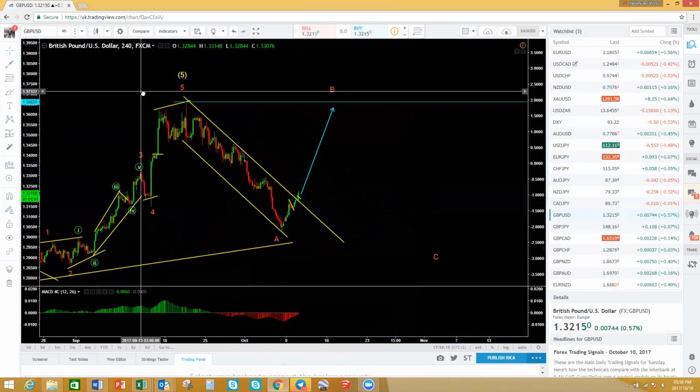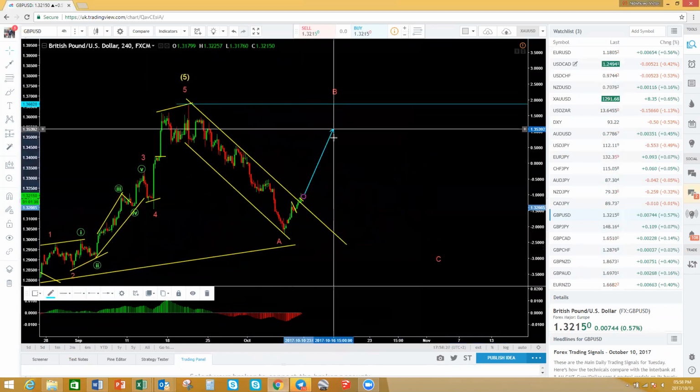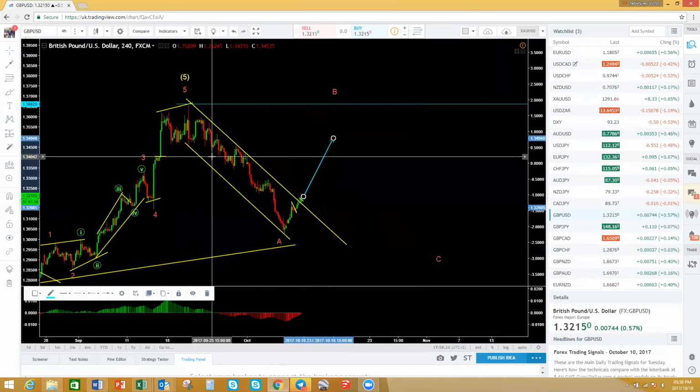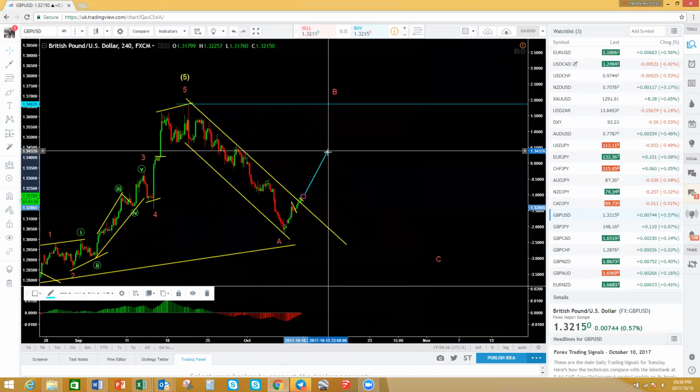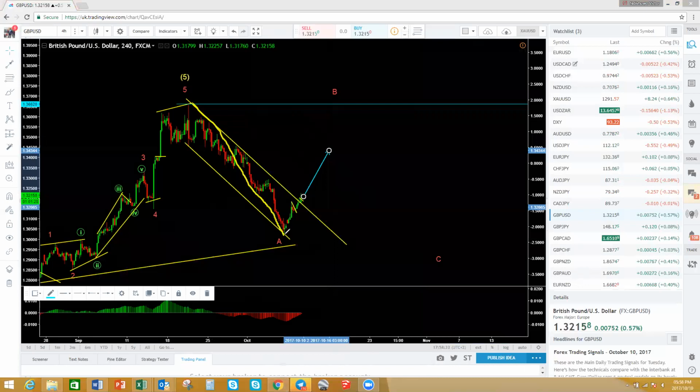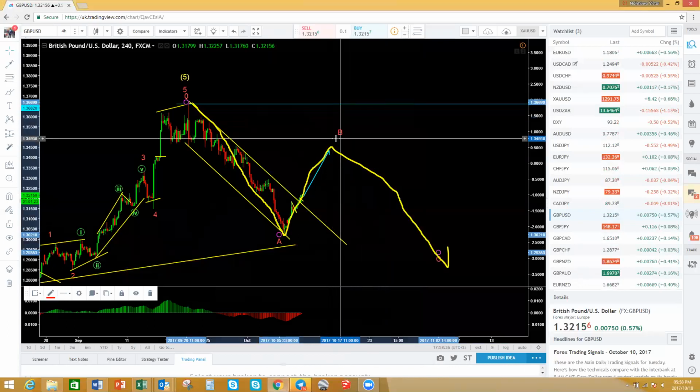This is a correction. A number of things can happen here. All we know is that we've got upside here. But the first target will be the 50% of this. If it's the 50% of this, then we'll be anticipating that it will make a zigzag. And that will be 1, 2, 3. And then your B is something like this.